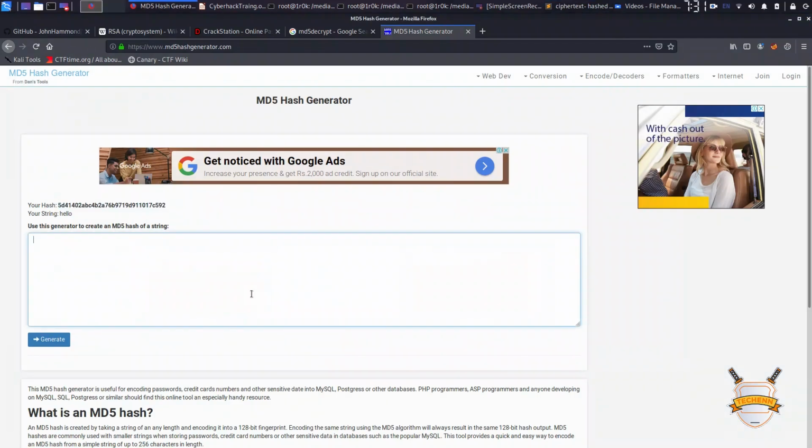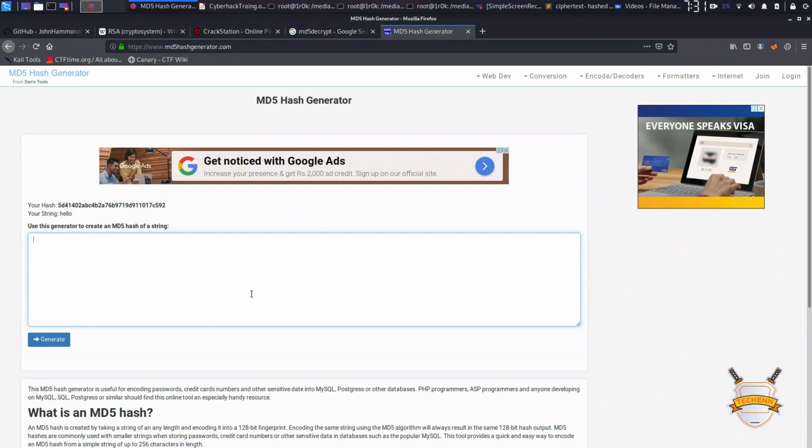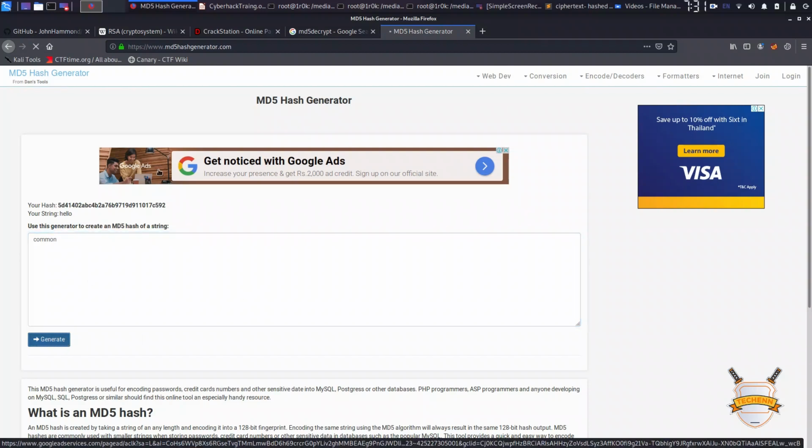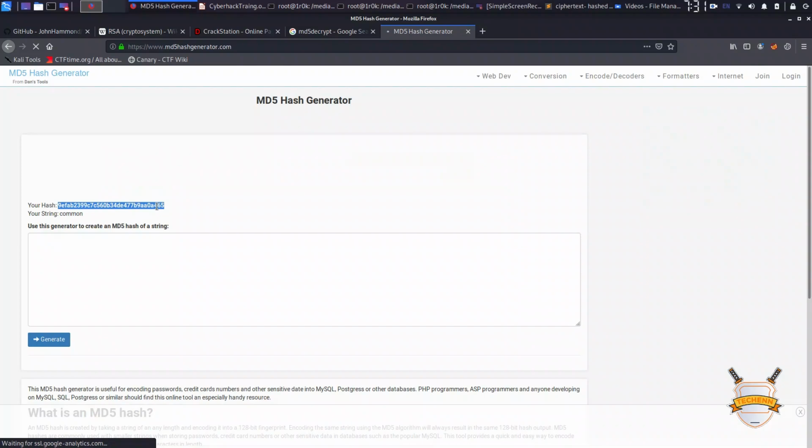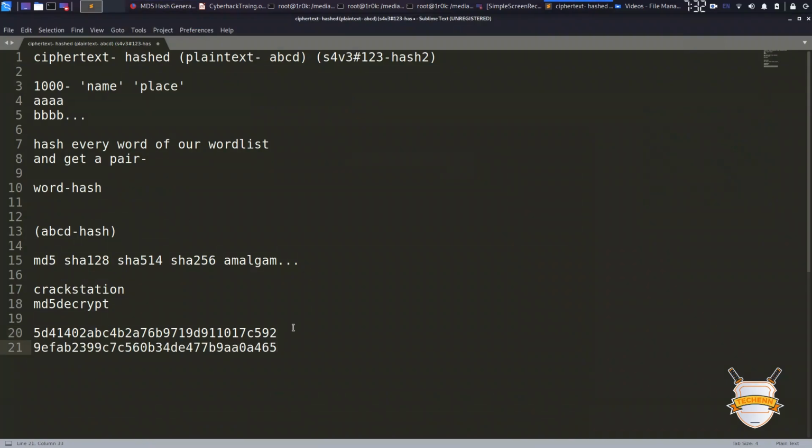hashes are like MD. If you take a particular case, let's say MD5, the hash will always be of the same length, irrespective of the word. Now if I say common, let's say that is our word, and we generate a hash, you can see they both are of the same length, while this was of 5 letters, it was of 6 letters. Okay, so let's try to crack this one.